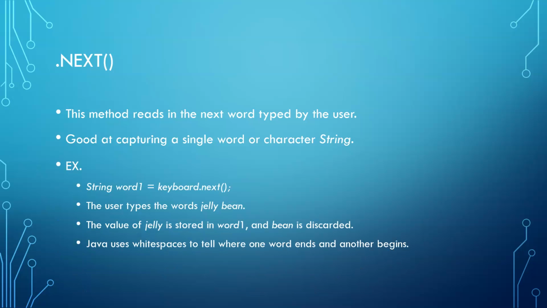For example, String word1 = keyboard.next(). If the user types the words jelly bean, the value jelly is stored in word1, and then bean is discarded because it only takes it up to that first space. Java will use white space to tell where one word ends and another word begins.